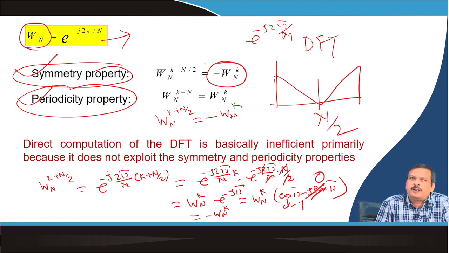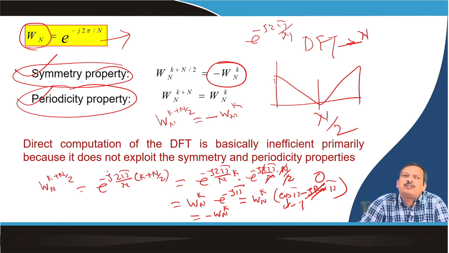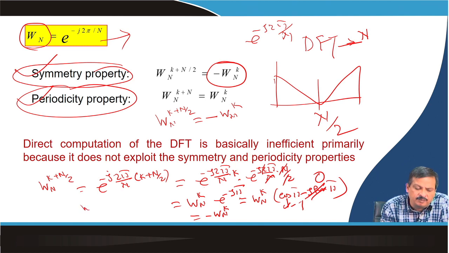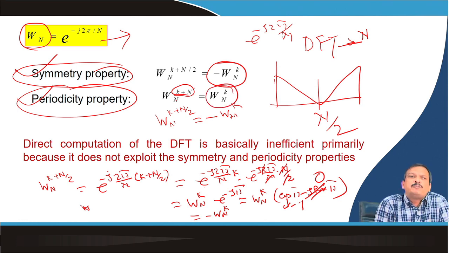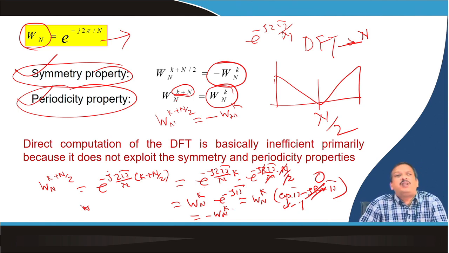That is the symmetry property. And what is the periodicity property? You know that the DFT transform is periodic with a period of n, which is the length of the DFT. So, Wn to the power k plus n is nothing but Wn k, because it is periodic, because it becomes cos of 2 pi minus j sin 2 pi. So cos of 2 pi is equal to 1 and minus j sin 2 pi is equal to 0, so it is 1, so it becomes Wn k.